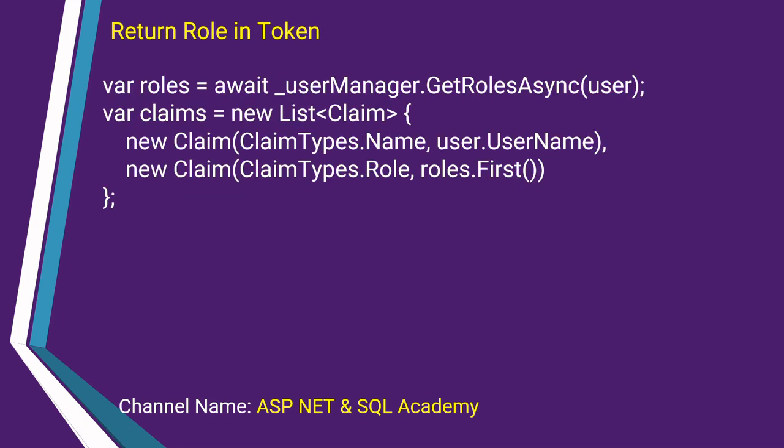When generating a JWT token, include the user's role in the claims. This allows the front end to know what role the logged in user has.